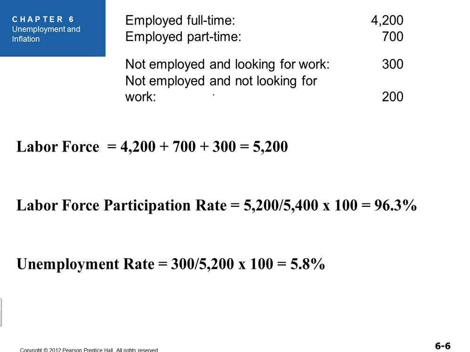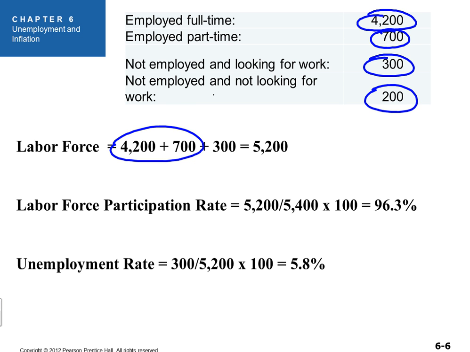Here we've got an economy where we have 4,200 people working full-time, 700 part-time. We have those that are not employed but looking for work, 300, and those who are not employed and not looking for work, that's 200 people. So we have a labor force here. Our labor force consists of those people who are employed, that's our part-time and full-time, plus those that are unemployed. Remember, those who are unemployed are the people who are not employed and looking for work. So our labor force equals 5,200.